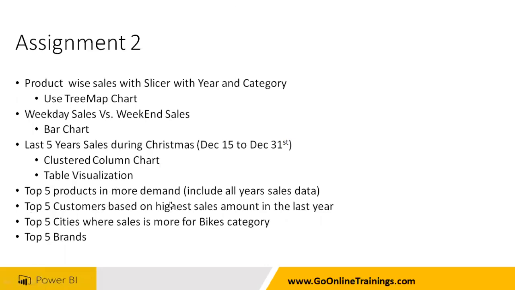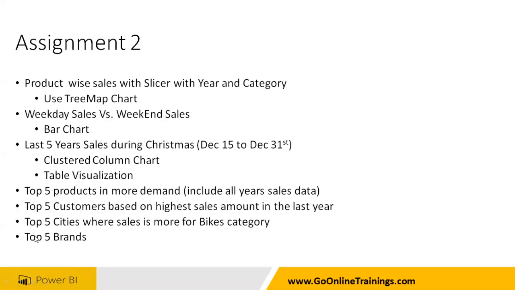Top 5 products in more demand, including all years' sales data. You have around 300 products, right? But I want to know the top 5 products in Adventure Works. I want to know the top 5 customers based on the sales, the highest sales amount in the last year. So you need to keep this. Last year means you need to apply filters and everything in your reports. Top 5 cities where sales is more for the bikes category. So you need to have the top 5 cities where the sales for the bike category is more, and top 5 brands.